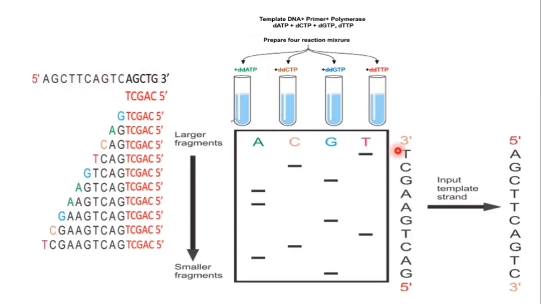So when we run this gel and autoradiography, we identify the sequence present here, G A C T G A G C T. Its complement will be our given DNA template. This is Sanger's method of sequencing. Okay, this is Sanger's method of sequencing.